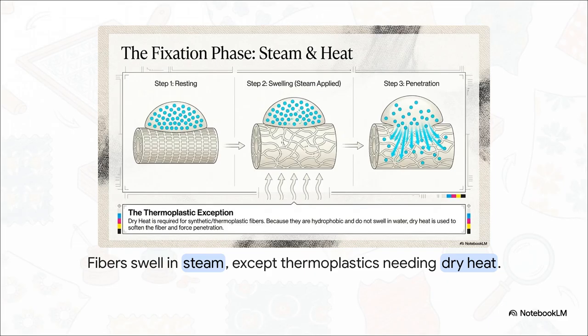It's pretty amazing. However, there's a fascinating caveat here, and it's called the thermoplastic exception. See, if you're printing on synthetic, hydrophobic fibers, like polyester, for example, they absolutely hate water and they will not swell in steam. So for these, you have to use intense, dry heat. You're essentially melting the plastic fiber just enough to let the color slip inside and then letting it cool down to trap the dye forever.